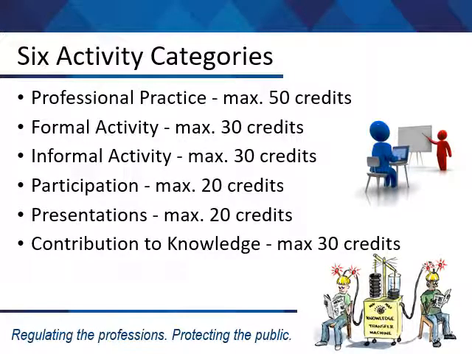There are a total of 6 activity categories in which you can report. Each have a maximum number of credits in which you can report on. Professional practice is on-the-job learning. You can claim 1 credit for every 15 hours of work that you do that is within your scope of practice. Formal activity are activities that are provided as a structured course or program. Typically, formal activity would be verifiable by the receipt of a certificate of completion or of a similar document.